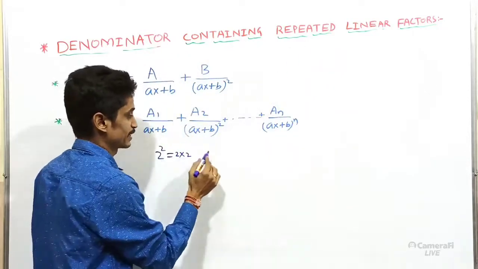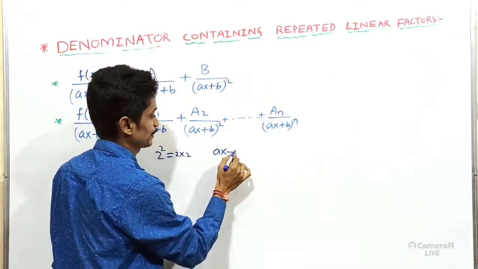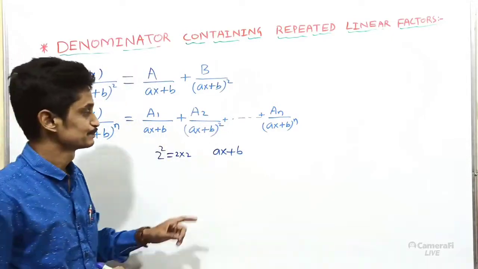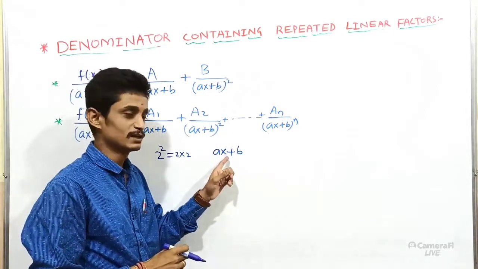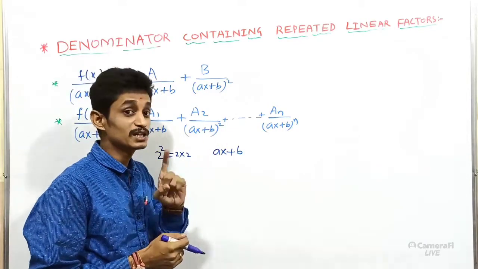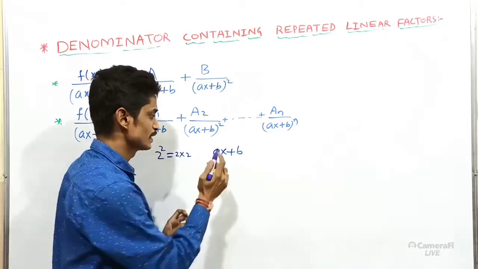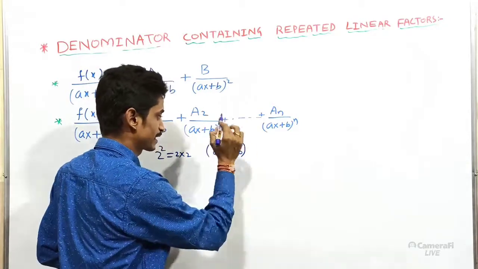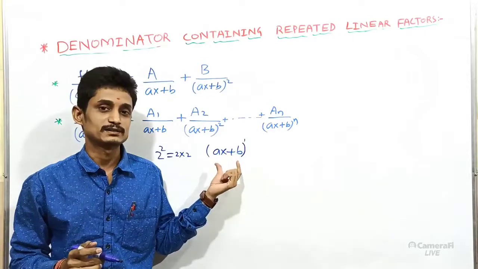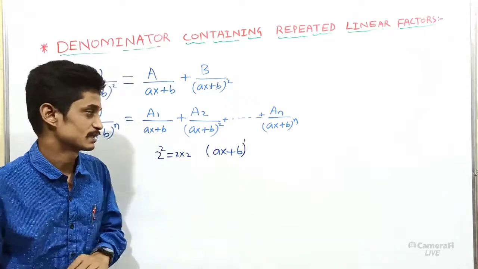This is a number idea. ax plus b. What does ax plus b mean? It is a polynomial. Its degree is 1, so it is called a linear polynomial. So I'll take one bracket and write 1 here. It means a single factor, a single polynomial.